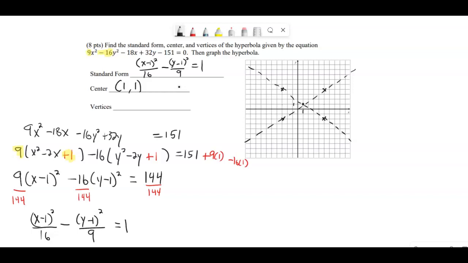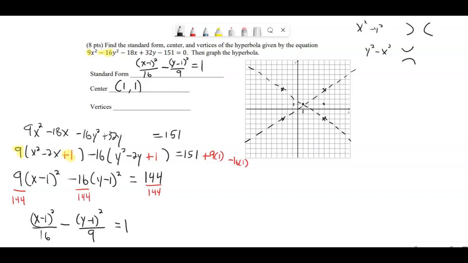Now the first term, the positive term, is x. So this is going to open in the x direction. So if it's x squared minus y squared, then it opens in the x direction. If it's y squared minus x squared, it opens in the y direction. This is how hyperbolas operate. In this case, it's the x.